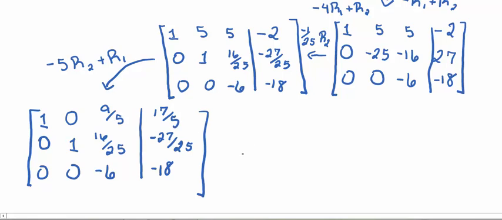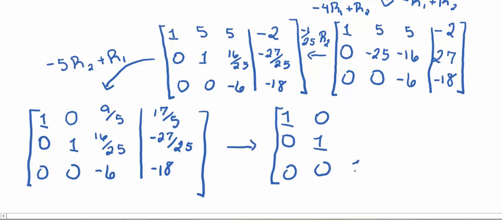So now the second column looks like it's supposed to. So let's do the third column. The first step is to get the 1. In the third row, third column, it's currently a negative 6. So in order to get a 1 there, I'm going to multiply the third row by negative 1 over 6. That turns this last entry into a 3.